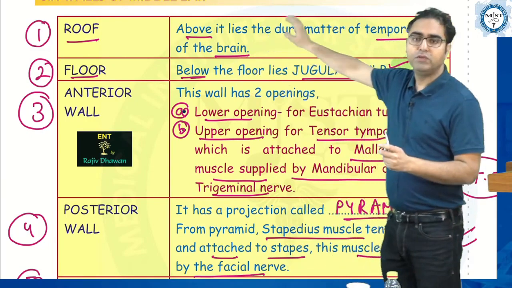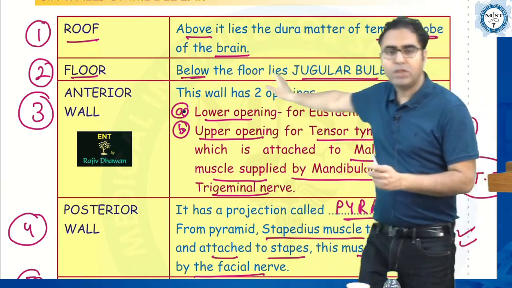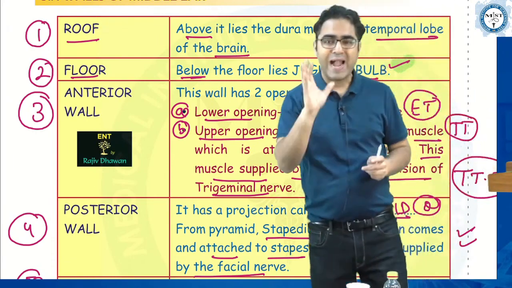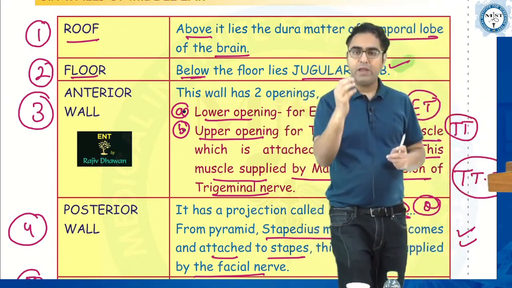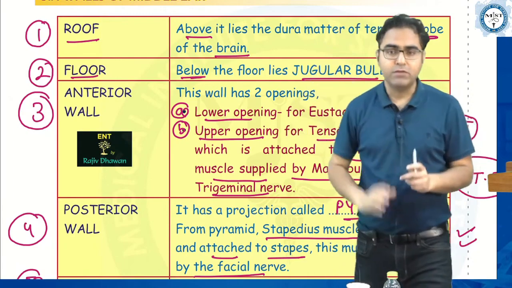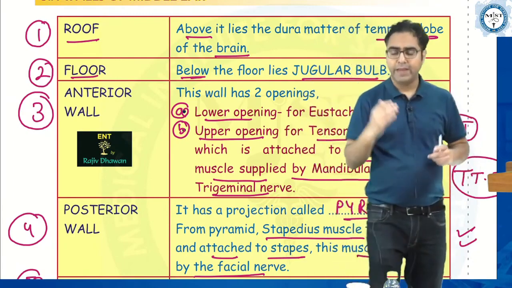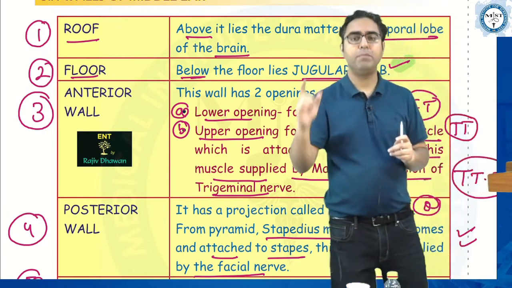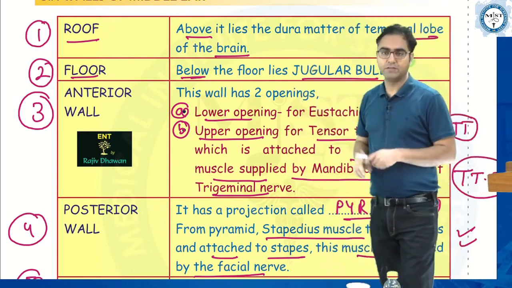Above the roof is the dura of the temporal lobe of the brain. Below the floor is the jugular bulb. Behind the ear is which sinus? Sigmoid sinus. Now the anterior wall has two openings: ET, TT. Remember, rhyme it, make it interesting. ET is the lower opening for the eustachian tube, TT is for tensor tympani, which attaches to the malleus.